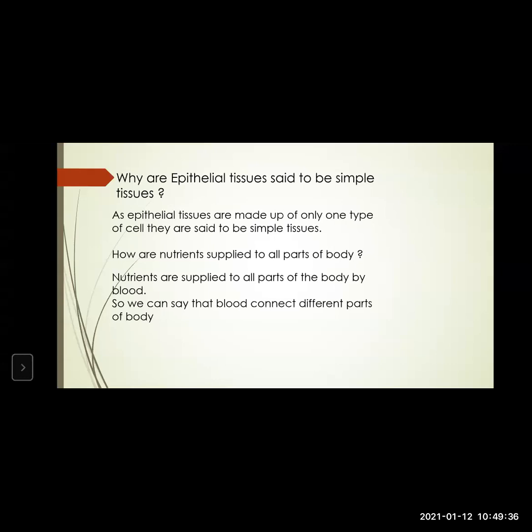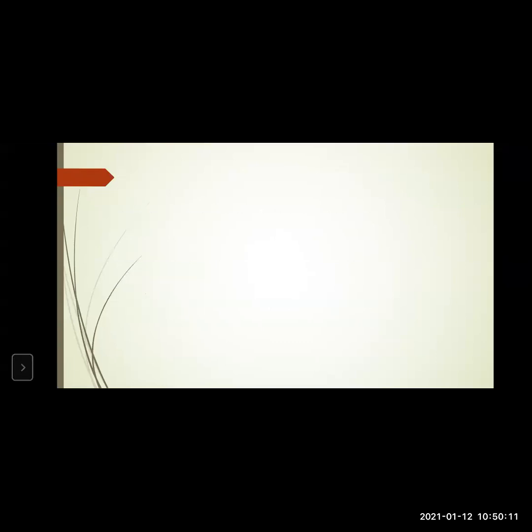This is how the impure blood from the entire body is collected and brought to the kidneys for the process of filtration, through which the waste material is excreted. So if you see, each and every organ of our body is connected via blood. Hence, such tissues which connect one organ to another organ of our body are known as connective tissue.